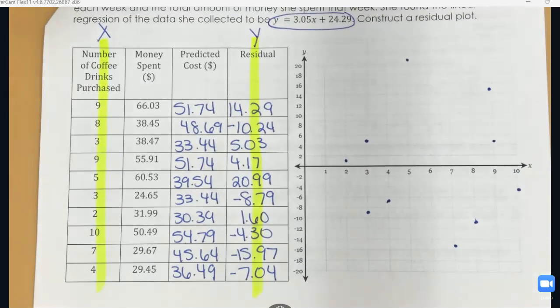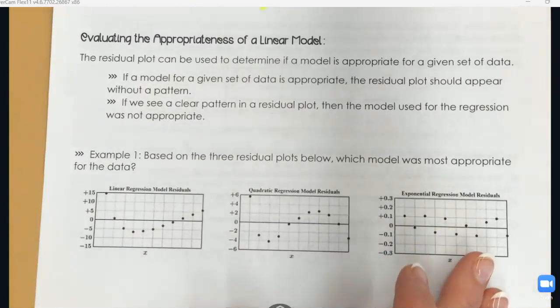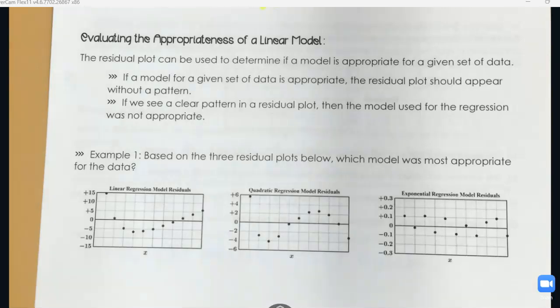So what is the point of a residual plot? What does it tell me? Well, a residual plot tells me if we used an appropriate model or not for a set of data. So if you used a linear regression and plotted your residual, you would want there to be no pattern when it comes to your residuals. If we see a pattern, that means we did not use the right function. We should have used quadratic, exponential, or something else.